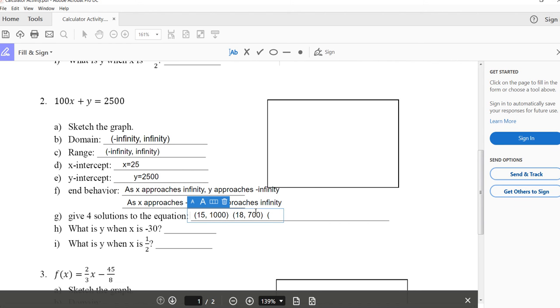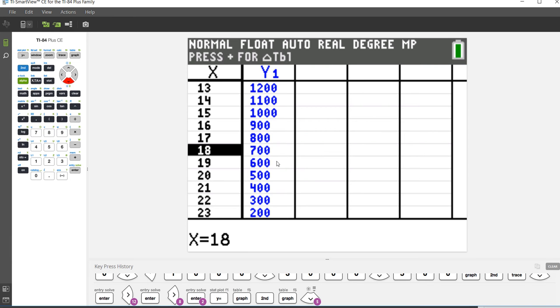What was our y-intercept? Our y-intercept was 2500. So at the y-intercept, remember x equals 0, so 0, 2500. That is also on the graph. You know, while I'm at it, I've got the x-intercept too. So the x-intercept is 25. And what's the y value at the x-intercept? The y value is always 0 at the x-intercepts. There you go. I got my 4 solutions using the 2 intercepts and using the table feature.